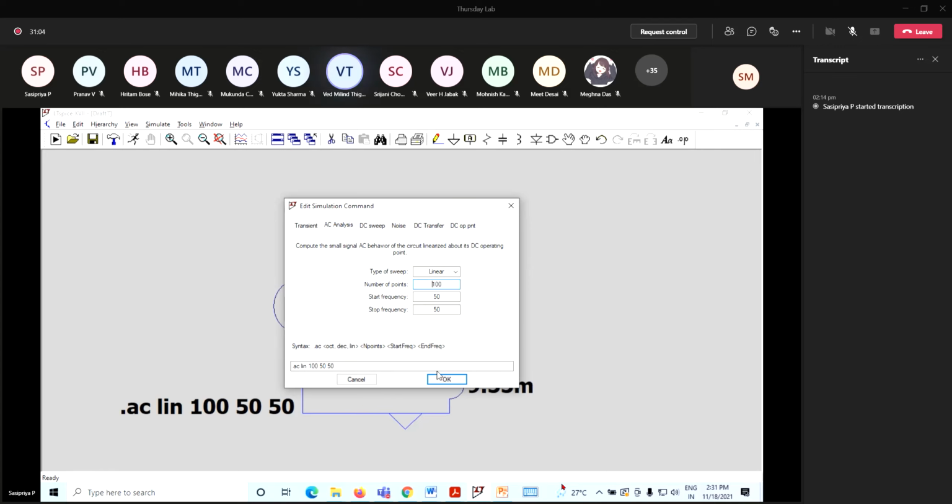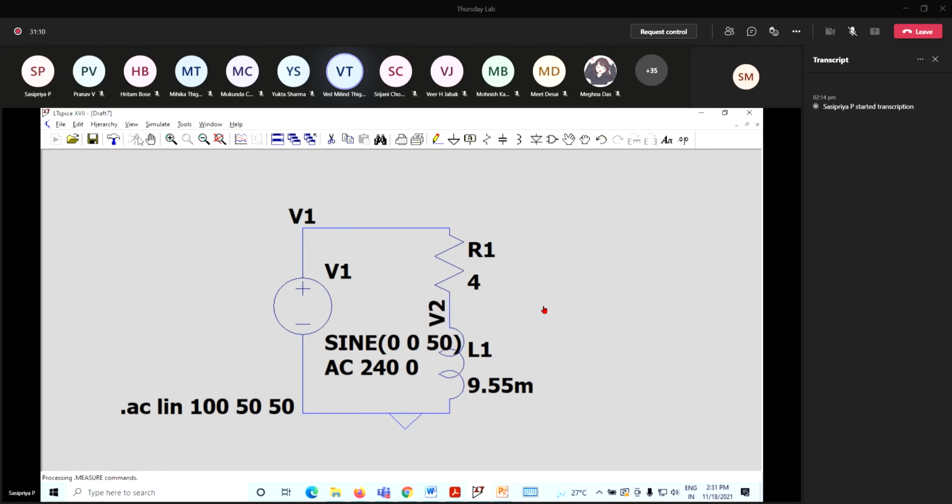Ma'am, can you close the simulation window for 1 second? I wanted to look at the diagram. Yes, ma'am. This diagram you want to have, right? Yes, ma'am. Thank you. In a few minutes, if you can verify, then we will proceed the same thing with transient analysis.